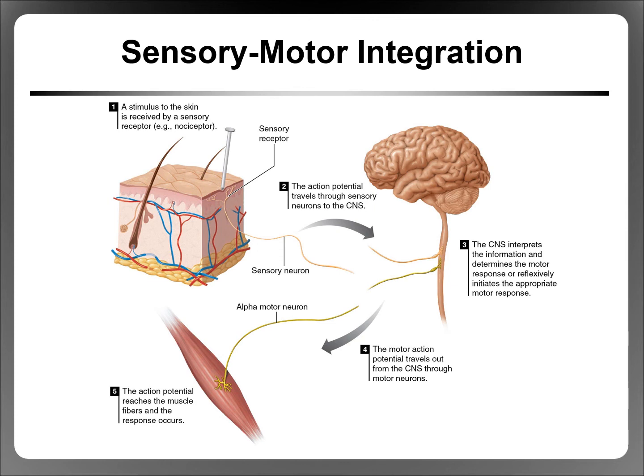The action potential will then travel through the sensory neurons to the central nervous system. The central nervous system will then interpret the information and then determine the motor response or the reflex to initiate the appropriate motor response. The motor action potential will then travel out of the central nervous system through the motor neurons. The action potential then reaches the muscle fibers and a response occurs. This is going to be typical of any sensory motor integration event.